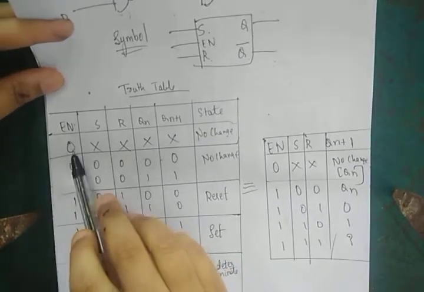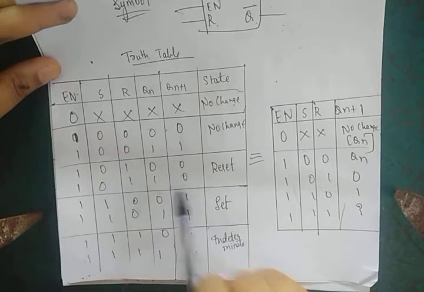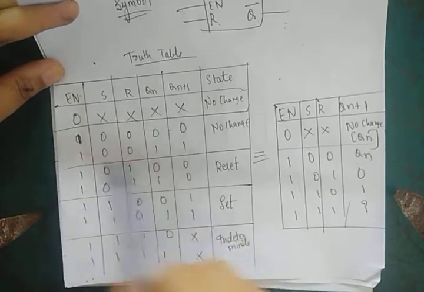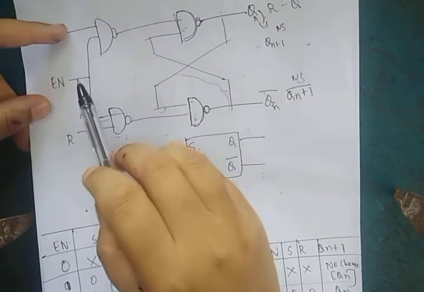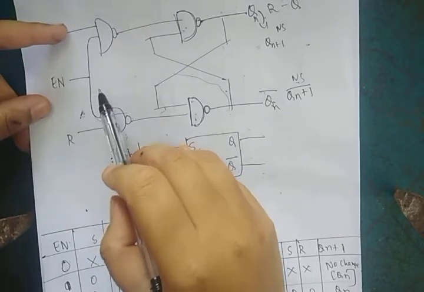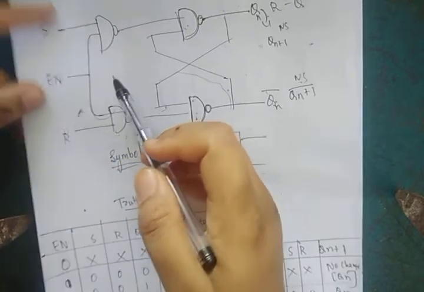Next, coming to the truth table, everything is the same. The difference is only that I have an enable here. Rest everything is the same. No changes in the truth table, whether it is this truth table or this table. Enable is basically one of the switches. If I give on for enable, then only our circuit will work. If I give off for enable, our circuit doesn't work.